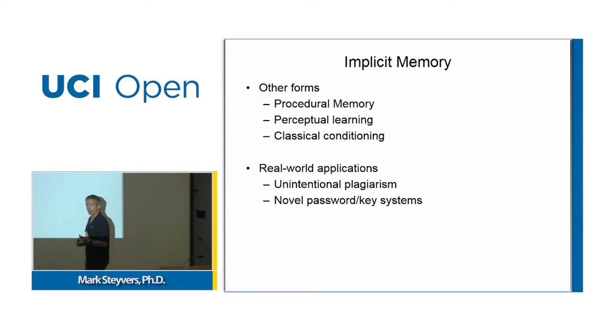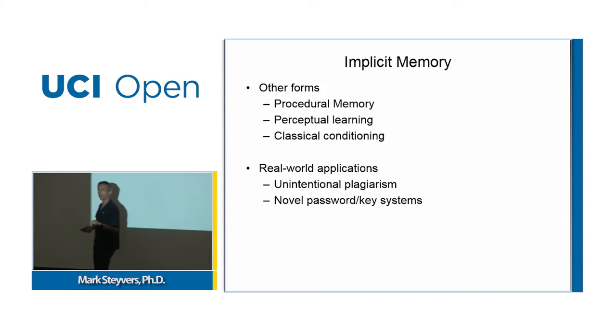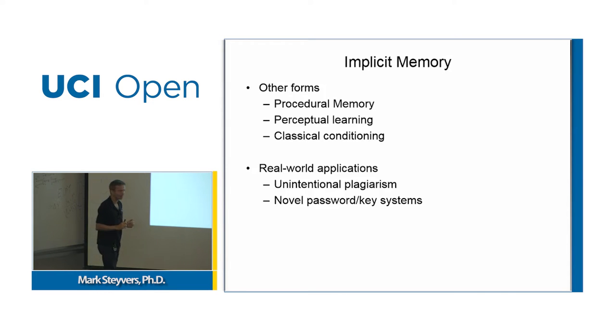So there's several interesting real-world consequences and applications of implicit memory. One is that you can plagiarize something without being aware of it. So there are cases where you come up with an idea, and let's say, if you're researching, you might publish about it, but it turns out you've copied somebody else's idea. You just formed an implicit memory about it, and you forgot the source of your idea.